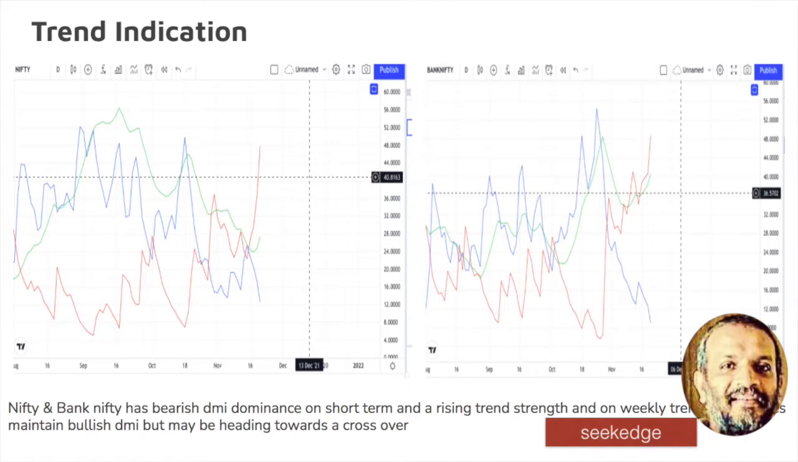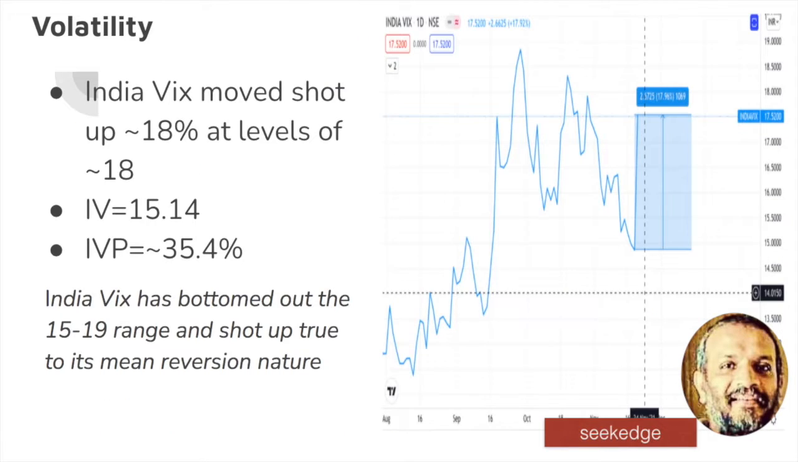And weekly, for some reason, on both Nifty and Bank Nifty, the trend indicator, the DMI indicators, are showing that it's still in the bull zone, but a crossover is heading towards the close. In 3-4 more days we will get the clarity, it will cross over. But short-term bearishness rising is what the trend indicators are showing.